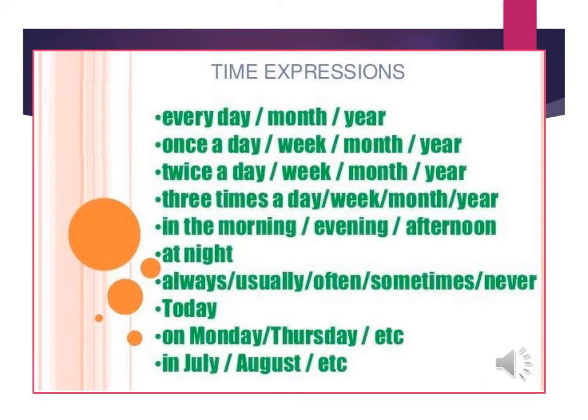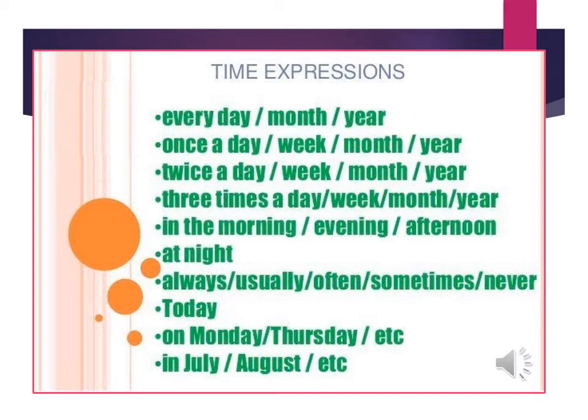There are many time expressions that let us know if we have to use present simple. Time expressions go at the beginning or at the end of a sentence. For example, every day, every month, every year. Once a day, which means one time in the day. Once a day, once a week, once a month, once a year.